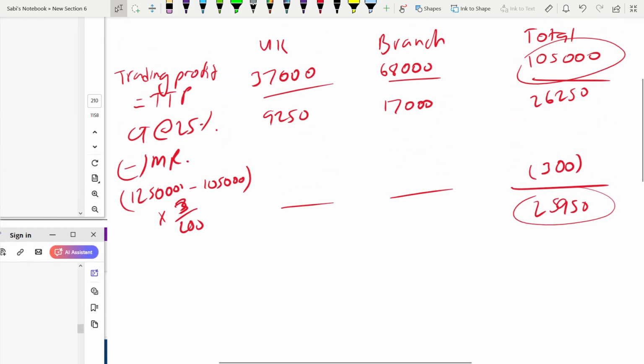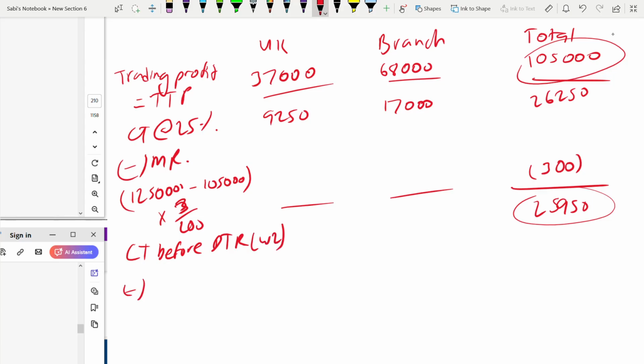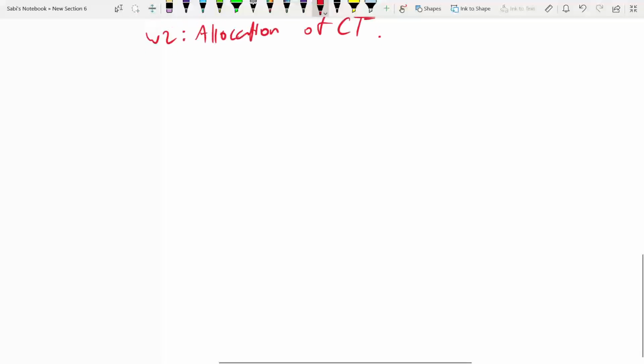You have to allocate this among the UK and the branch now. That's why corporation tax before DTR, you don't know this too. That's why there's a working 2 for it. They have to allocate. Then less DTR. For DTR working 3. Okay, you need this. That 25,950 is the total. But you have to allocate it among UK and branch. How will you allocate it? Working 2 is for that.